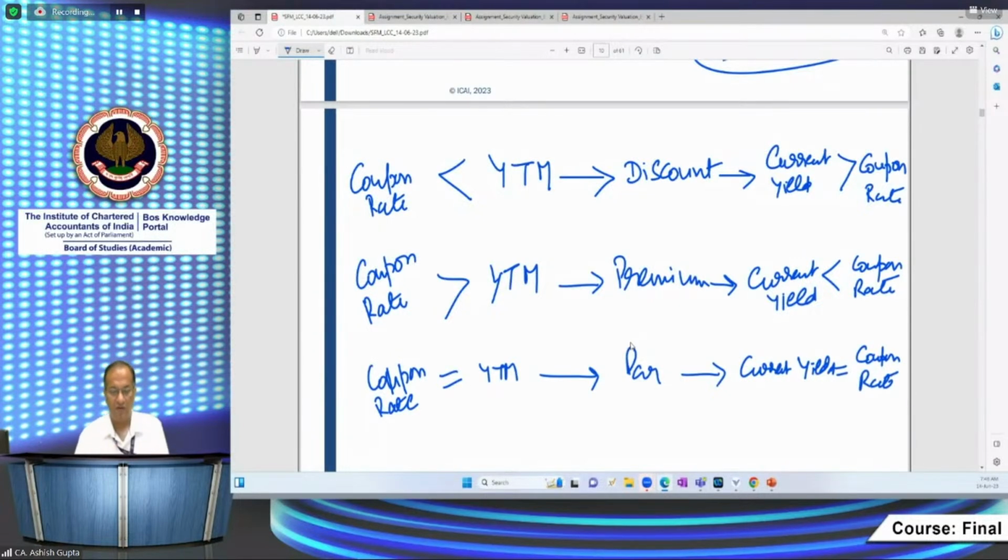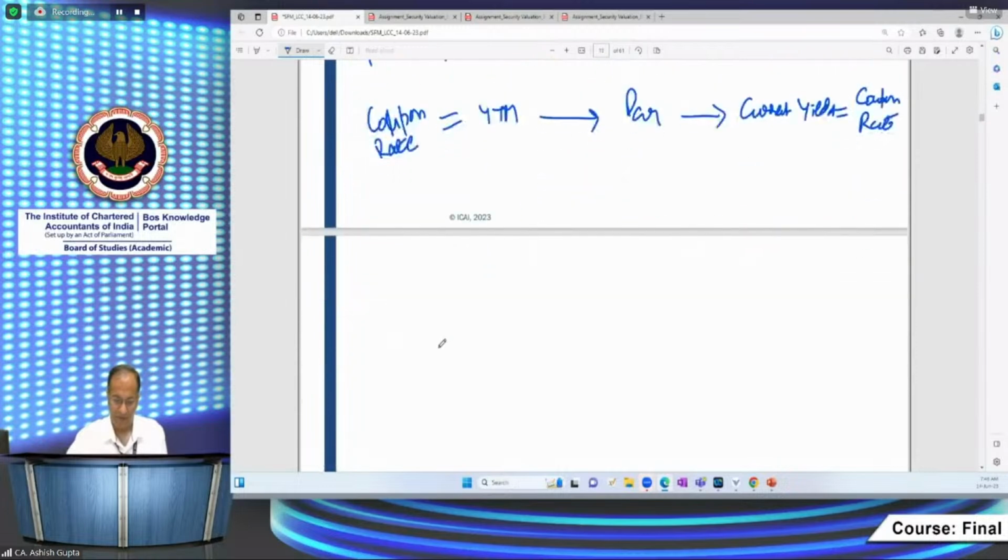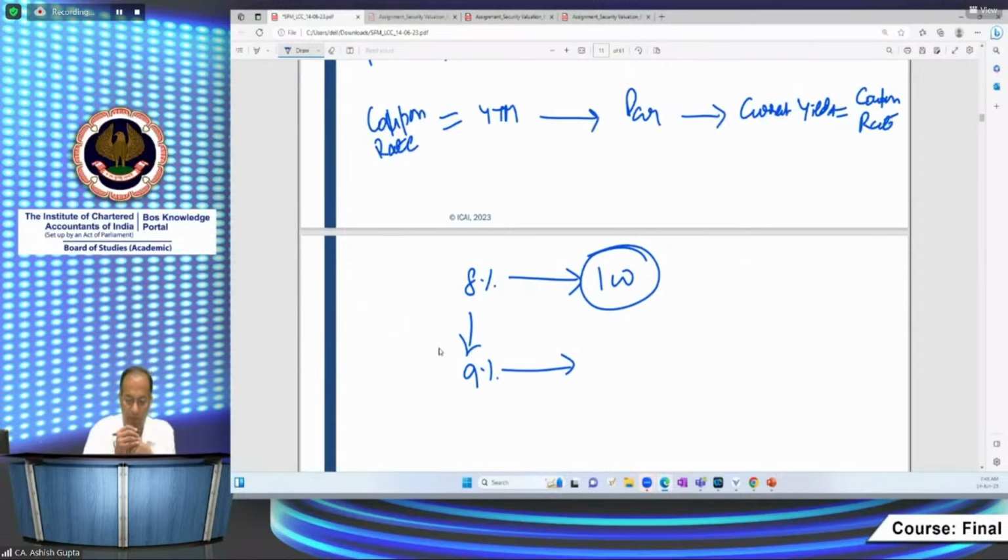So students, now I am showing what our discounted rate is. Discounted value means, say a bond has been issued at 8% for 100 rupees. Now what happens after one year, the rate of interest comes to 9%. So now the value of the bond of 100 will come down.